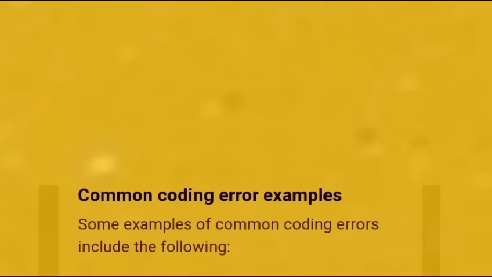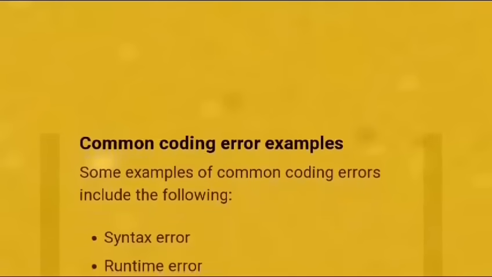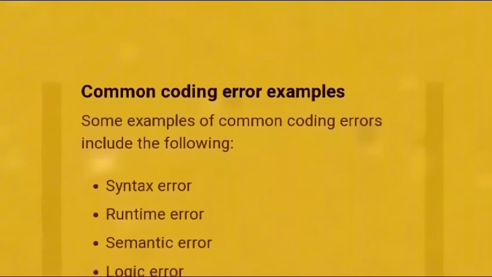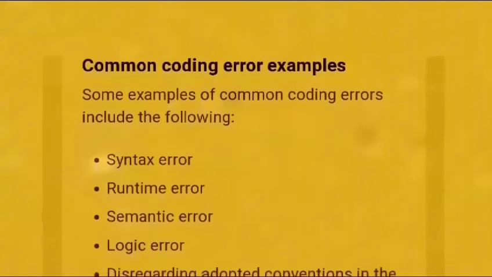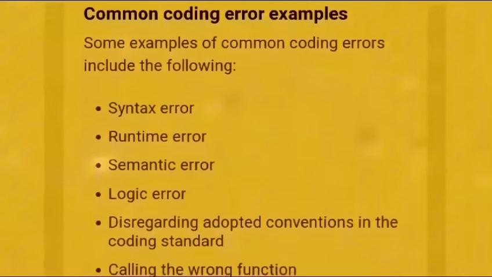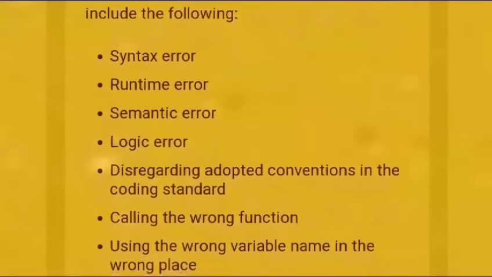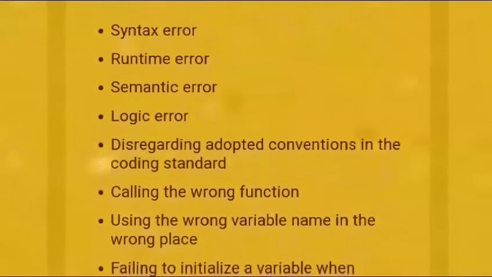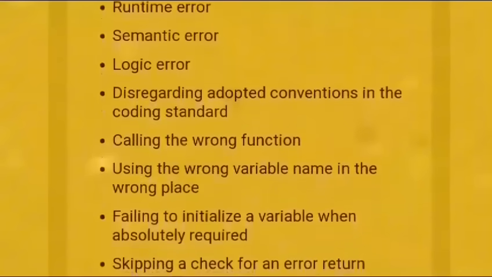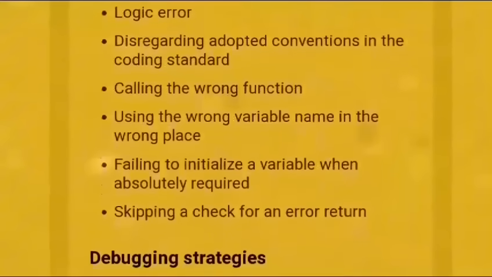Common coding error examples. Some examples of common coding errors include the following: syntax errors, runtime errors, semantic errors, logical errors, disregarding conventions in the coding standard, calling the wrong function, using the wrong variable name in the wrong place, failing to initialize a variable when absolutely required, skipping a check of an error return.